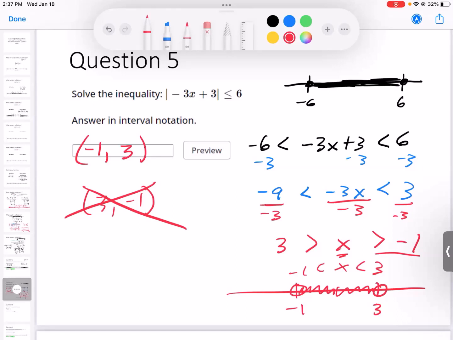Oh, I actually apparently missed that. Sorry. These should all have or equal to's, and this would actually be square brackets. So the way I solved it is how you would do it with less than. Yeah, sorry about that.